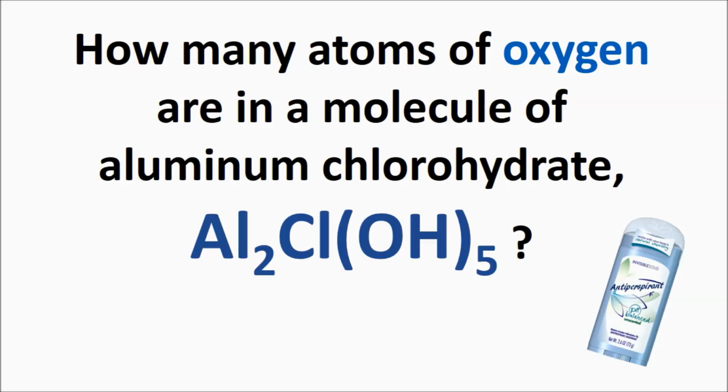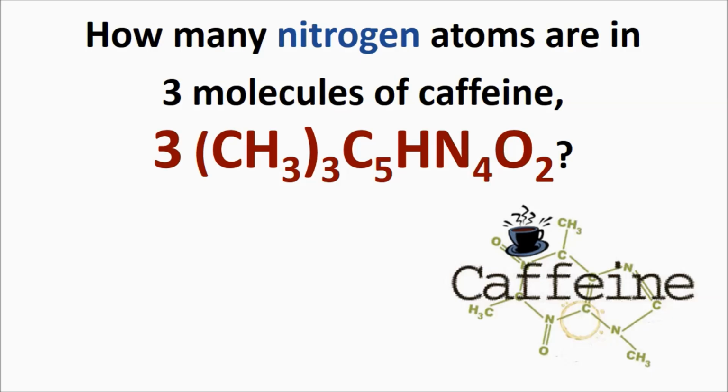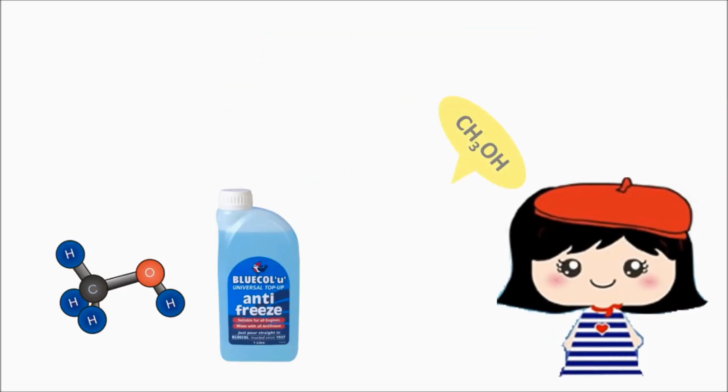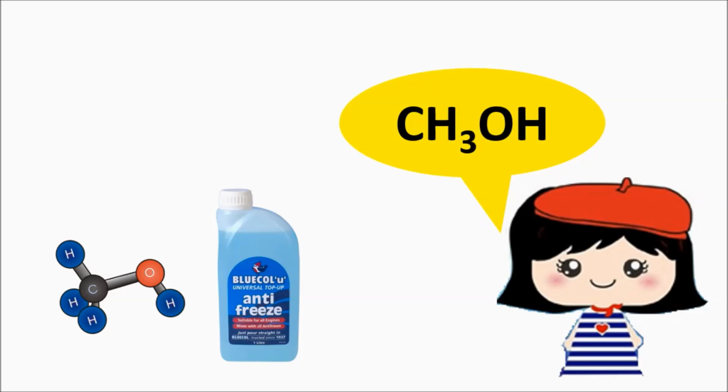How many atoms of oxygen are in a molecule of aluminum chlorohydrate? And finally, how many nitrogen atoms are in 3 molecules of caffeine? There's methanol. It's CH3OH. Now you have the basics of speaking chemical formula.